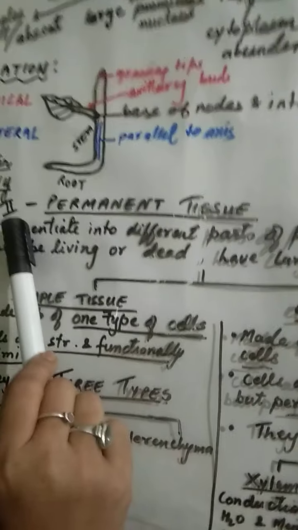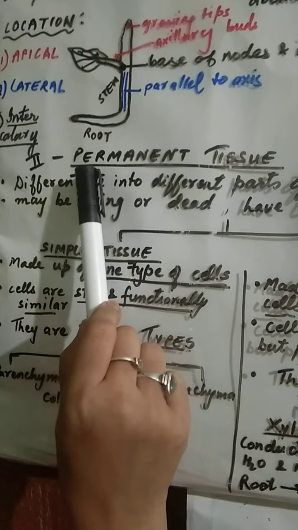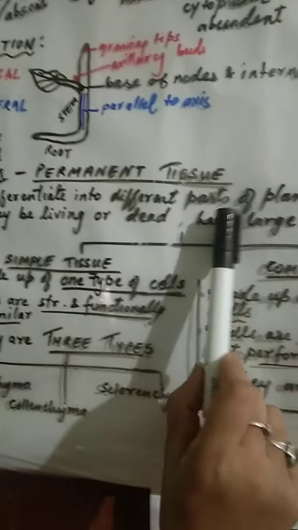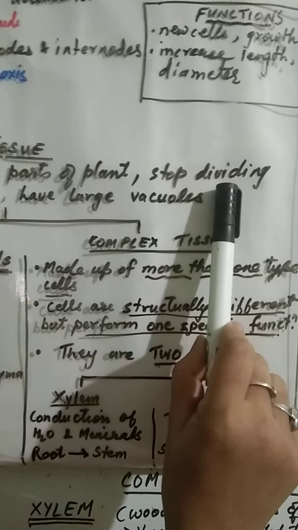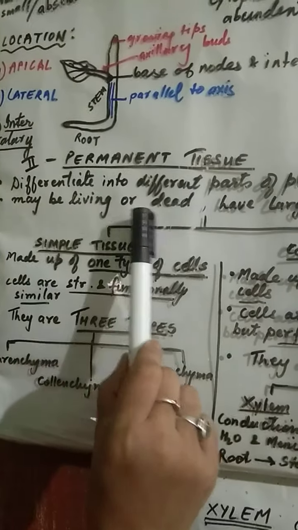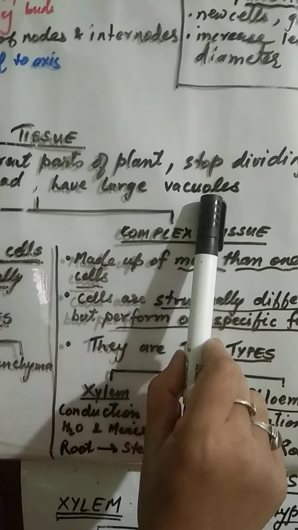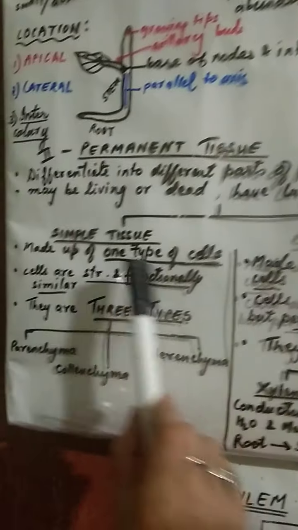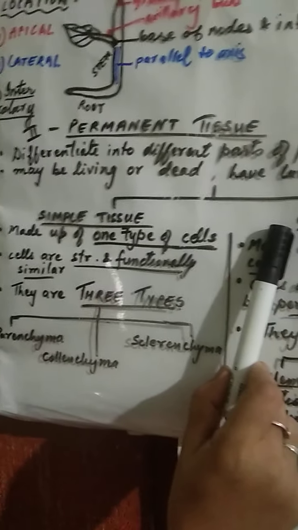The second type of the plant tissue is permanent tissue. As the name implies, it is differentiated into different parts of the plant. They stop dividing, so they are called permanent tissue. They may be living or sometimes dead also, and they have very large vacuoles. These permanent tissues are of two types: simple tissue and complex tissue.